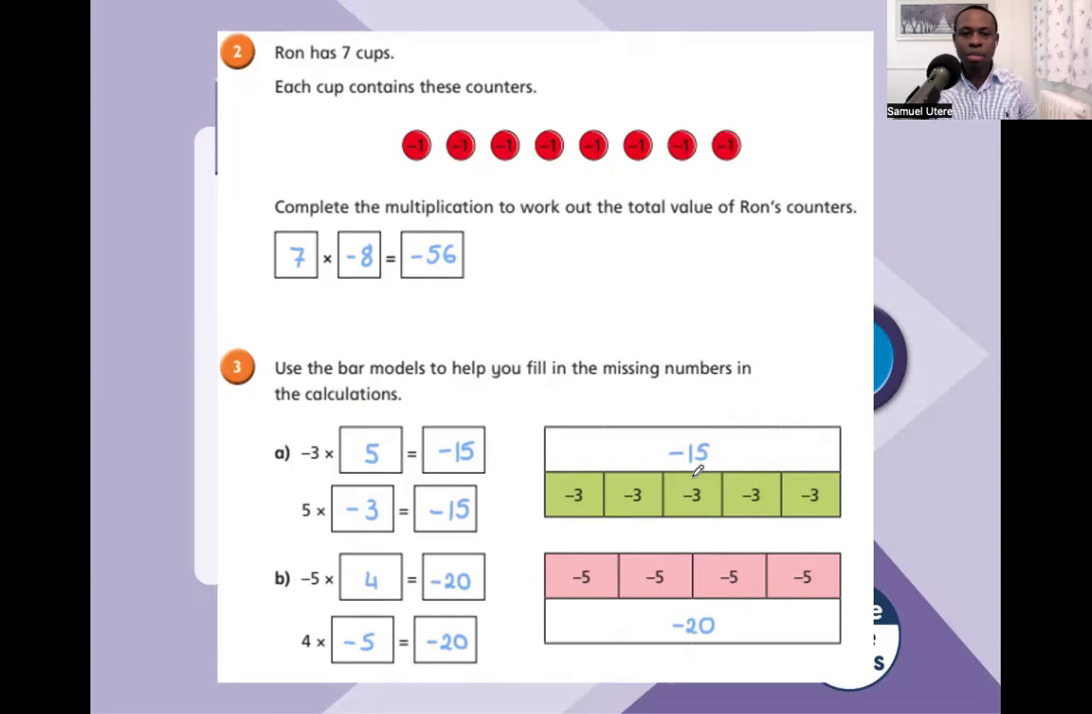Next, you're asked to use the bar model to help you fill in the missing numbers in the calculations. Using the bar model, you can see that we have 5 lots of negative 3. So that will be negative 3 times 5. We can also rewrite the calculation as 5 times negative 3. So remember, multiplication is commutative. We can swap the numbers around and the calculation would still be right. And that's the same for B.